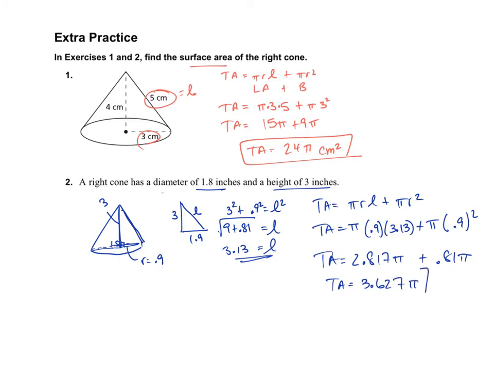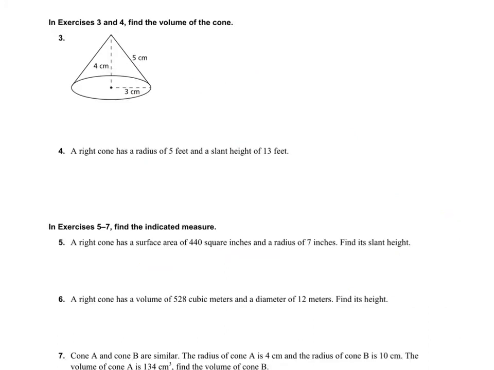3.627 pi. And you could change that by multiplying the pi through and get a decimal answer. So you can multiply by 3.14, but I'm going to leave it like this. And this would be square inches. All right, let's do the next one.